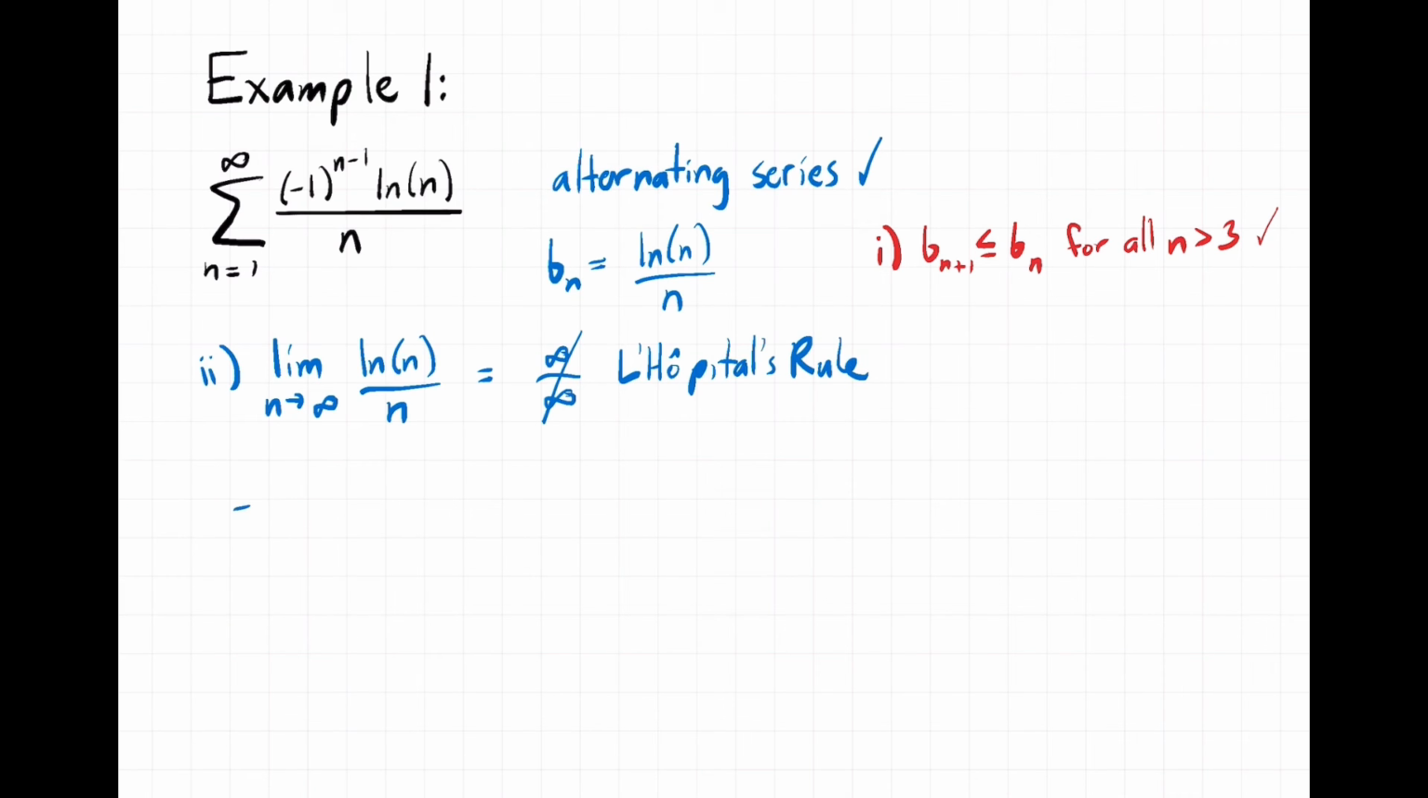So this is equal to the limit as n goes to infinity of the derivative of the top over the derivative of the bottom. So that's going to be 1 over n over 1. Now as n goes to infinity, we're going to have 1 over infinity, that goes to 0. So the limit as n goes to infinity of our individual terms is 0. And since both conditions 1 and 2 are satisfied, the alternating series test tells us that our series converges.